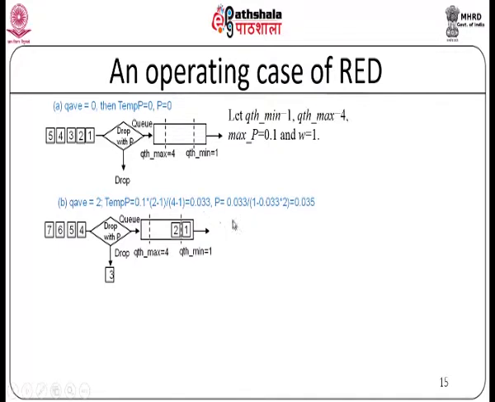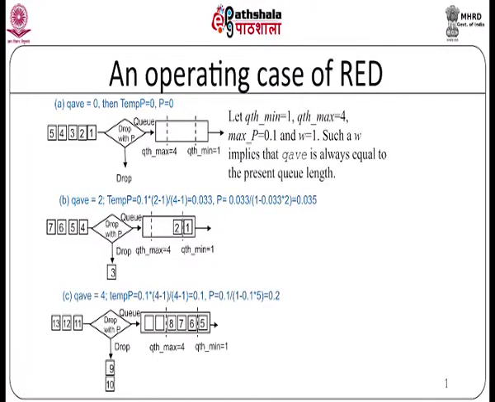So our count value is 2. Our probability value will be calculated as 0.033 divided by 1 minus 0.033 into 2, which comes to about 0.035. That is the drop probability. Let us say based on this probability, the third packet is dropped. Now some more packets come in, and the average queue size is 6.